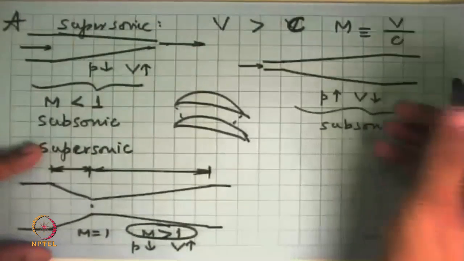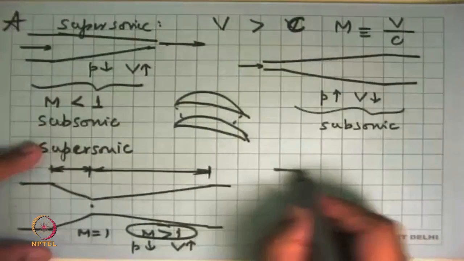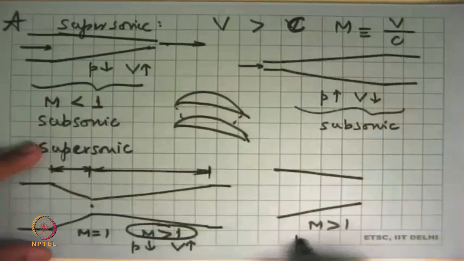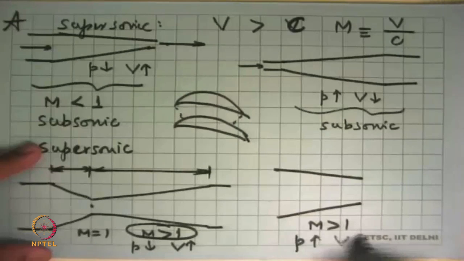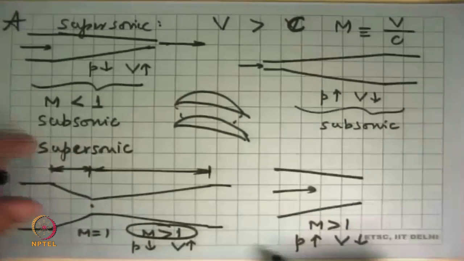The opposite happens here, that if we want to decelerate the fluid, a supersonic fluid, then this will not do the job. A passage like this, if Mach number is greater than 1, will start acting like a diffuser, velocity will keep going down in the direction of flow, and pressure will increase.